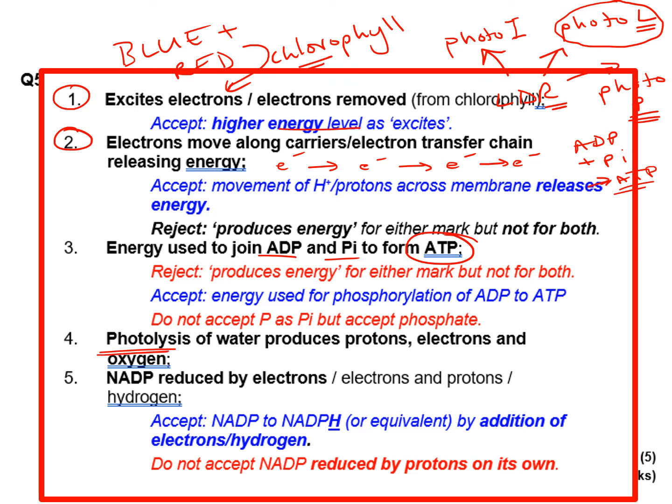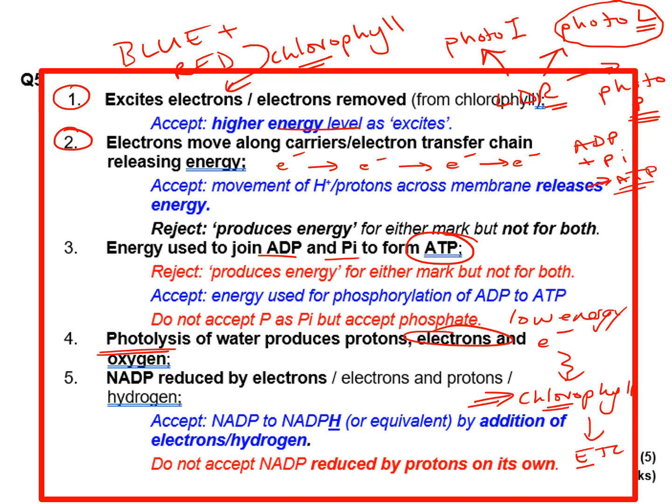Water is very, very important because it's split into protons, electrons, and O2 gas, and the electrons replace those that were lost from chlorophyll. Now these are actually low energy electrons from the splitting of water, and they go into chlorophyll. Now obviously when the chlorophyll absorbs more light, these low energy electrons become excited to a higher energy level, and they then get released down to the ETC. So water allows the LDR reactions to proceed.